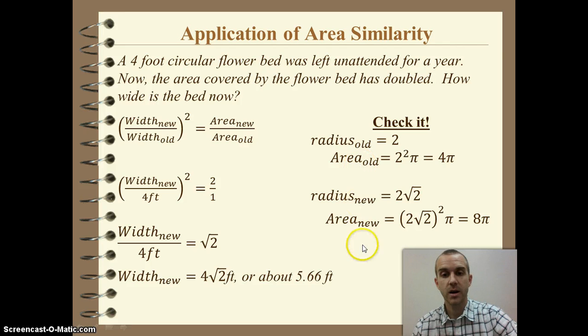So if I look at these two areas, the ratio, area of the new, 8 pi, area of the old, 4 pi. That's double, even though the widths are not double, because you've got to remember, the ratio of the length to the width is going to be the scale factor, the areas are going to be the scale factor squared.